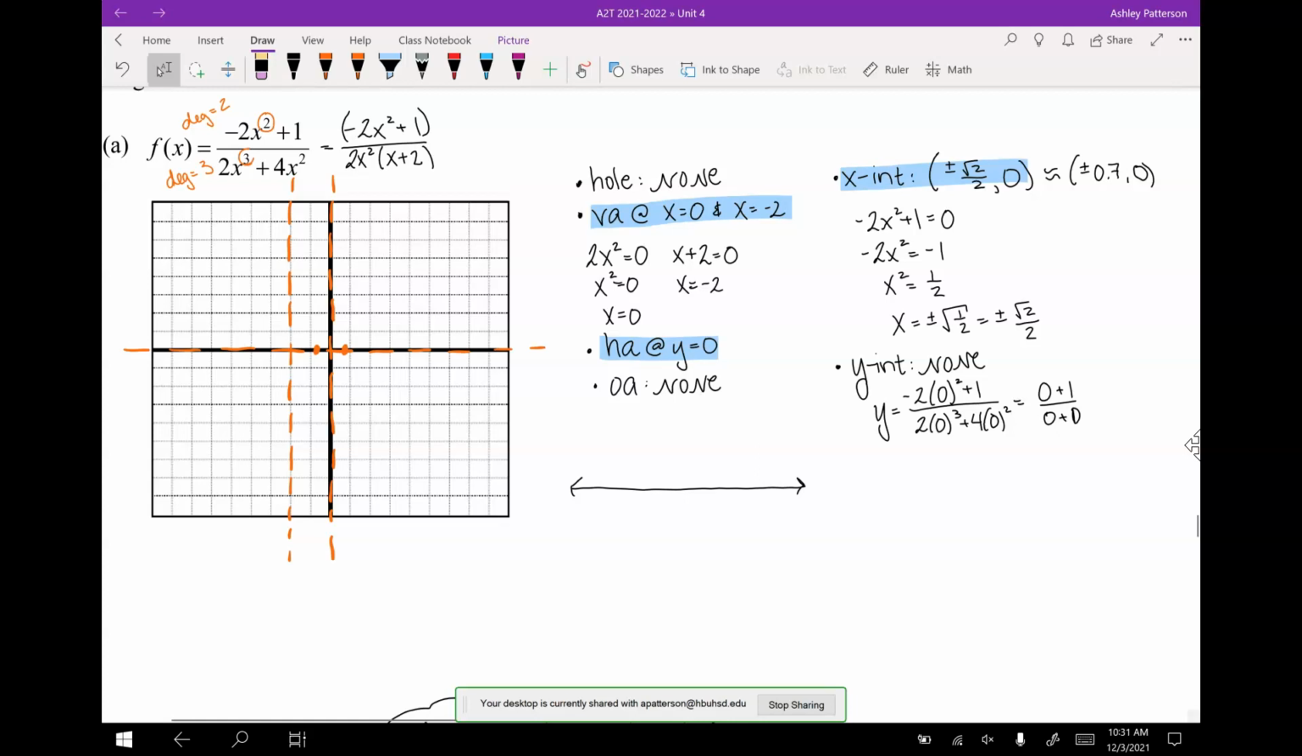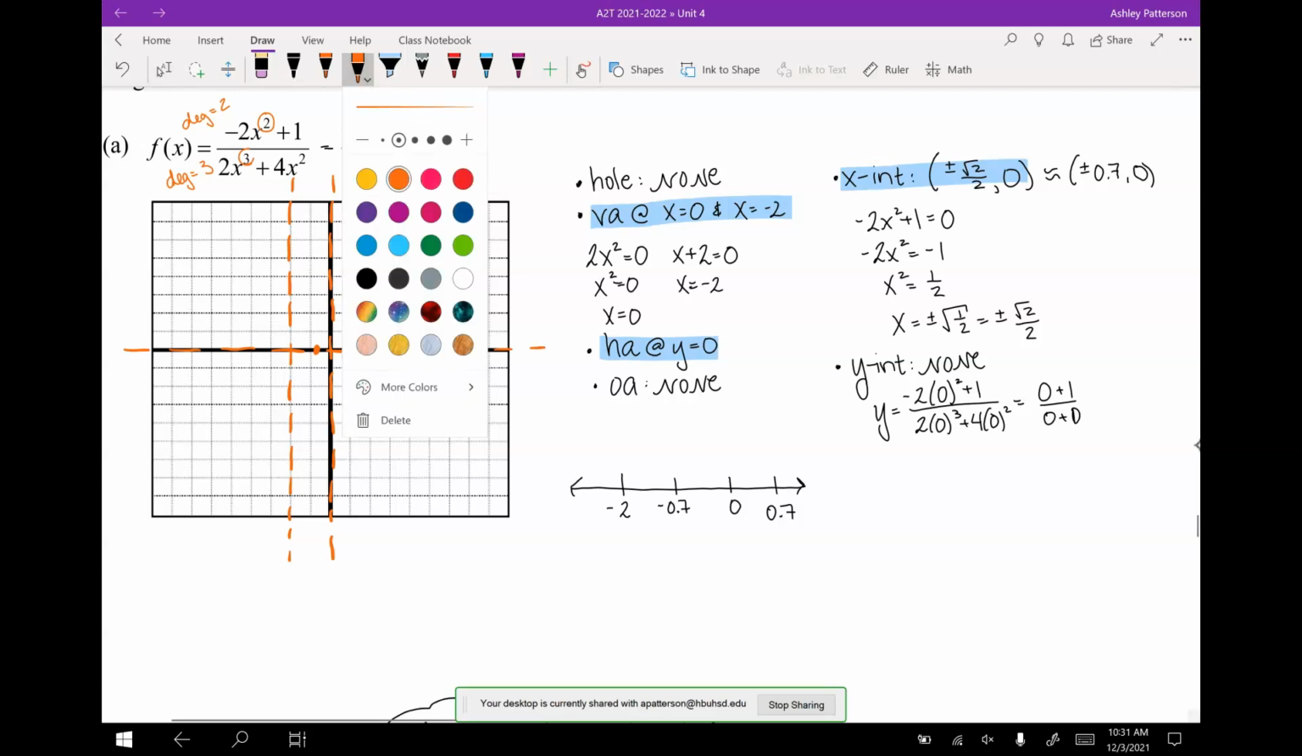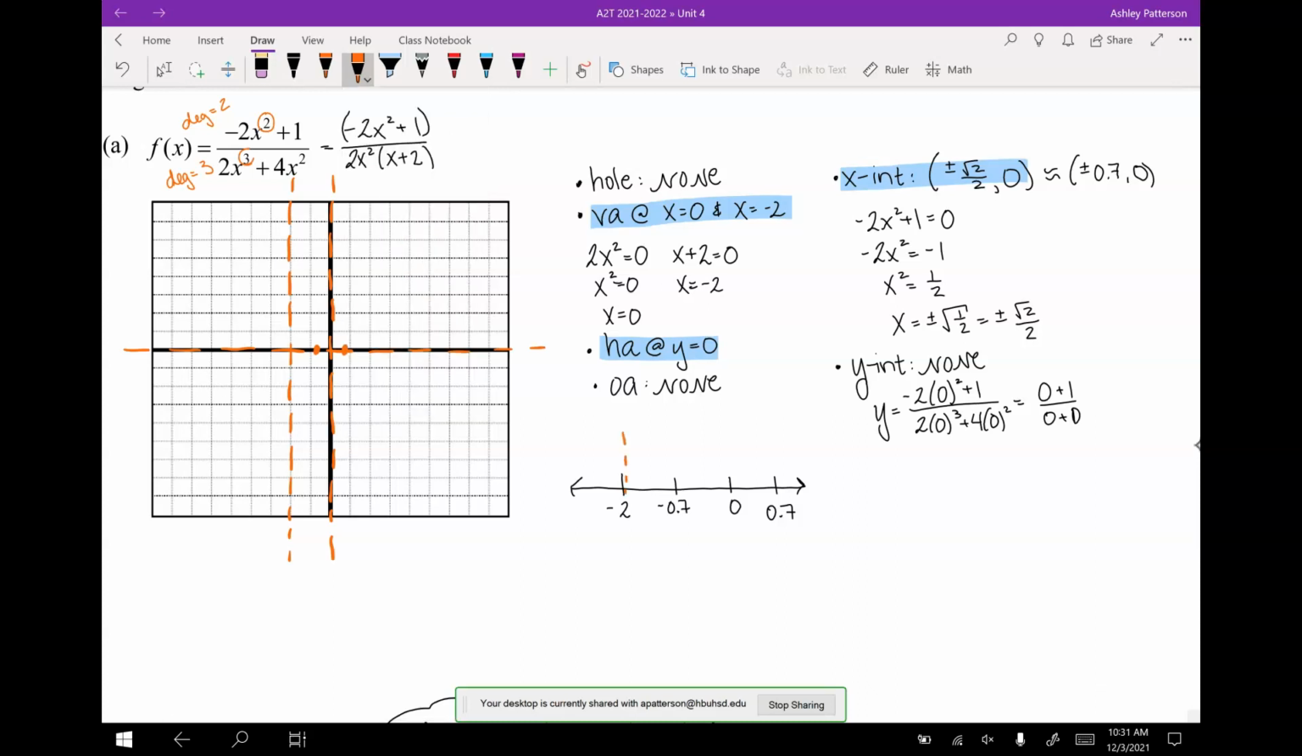So looking at what we have from left to right, the first characteristic we have is a vertical asymptote at -2. Then we have an x-intercept at -0.7, another vertical asymptote at 0, and an x-intercept at 0.7. Now, if you need to or want to, you can always sketch in what these represent so that it's a little bit easier for you to make the connection between your number line and the graph. Just a strategy suggestion. You don't have to.